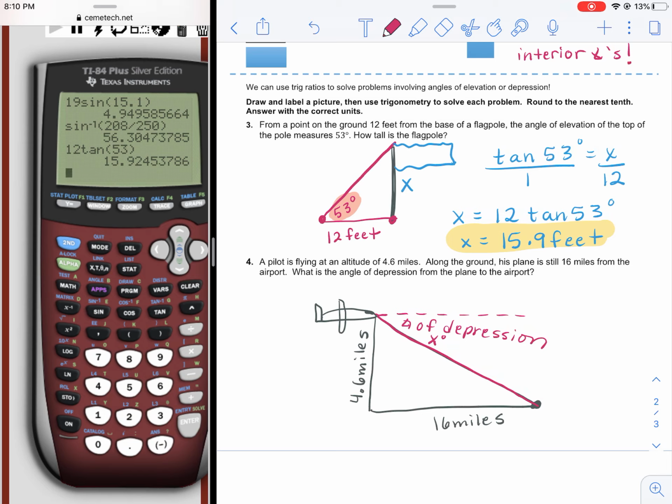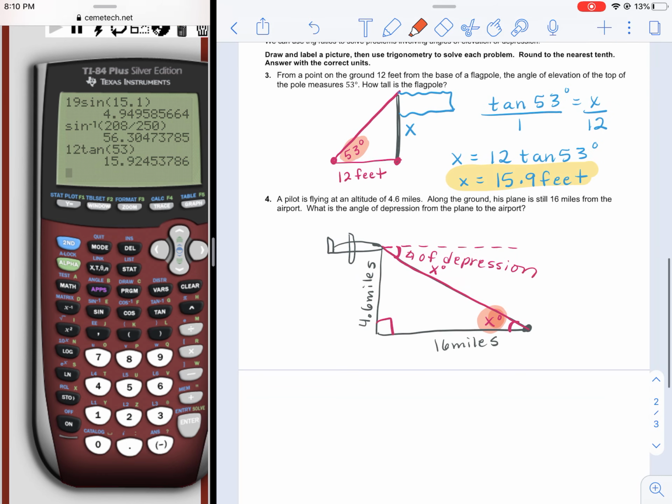So if I put an X here, okay, notice that's not part of my right triangle, but we know that the angle of depression is the same as the angle of elevation. And so I'm actually going to call this angle down here X, and then I can use trig to find my missing angle. So if I think about this angle of elevation, which is equal to my angle of depression, okay, I'm working with the opposite side and the adjacent side, and so I know that the tangent of X equals 4.6 over 16.